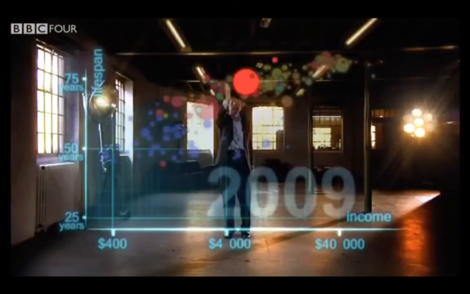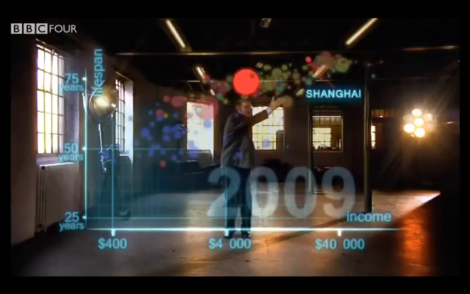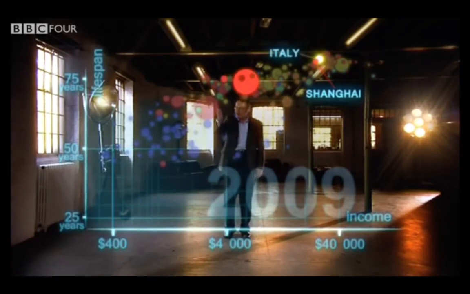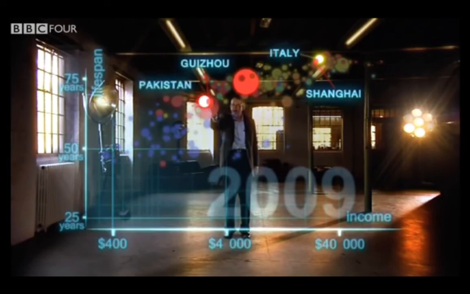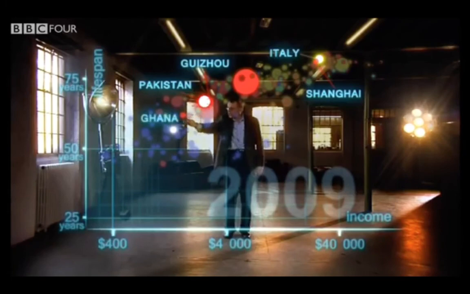Take China, I can split it into provinces. There goes Shanghai. It has the same wealth and health as Italy today. And there is the poor inland province Guizhou. It is like Pakistan. And if I split it further, the rural parts are like Ghana in Africa.